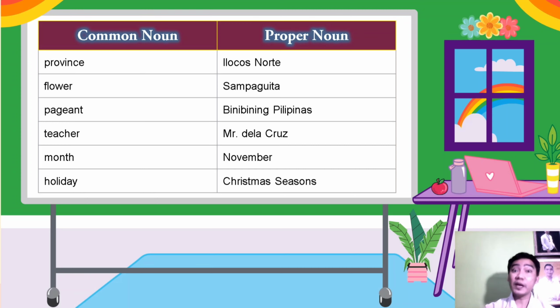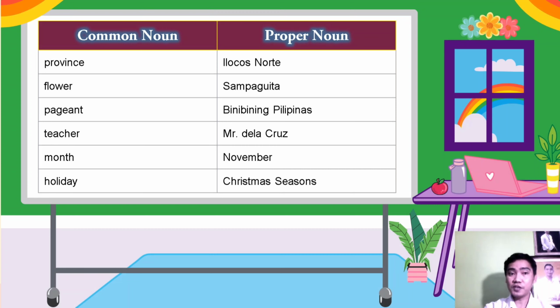We have 12 months in a year, right? So November is just an example. Since we are now in November, I use November as an example of a proper noun for month. Then we also have holidays, and it's fast approaching that we will have the Christmas season. So these are some of the examples. Okay, so I hope you understand.